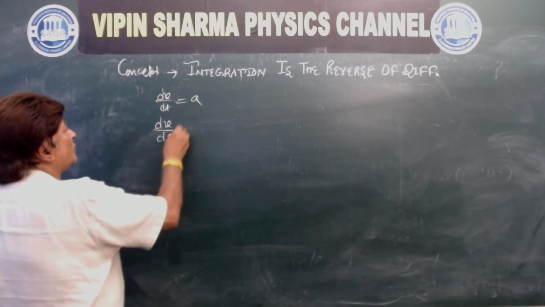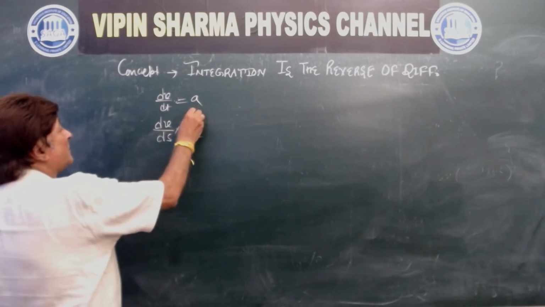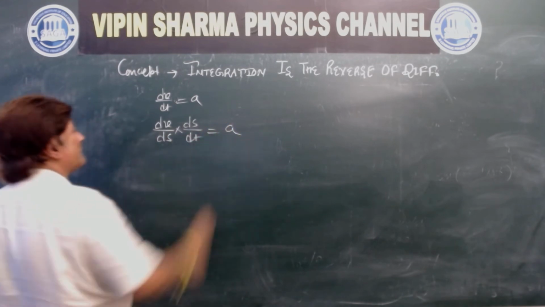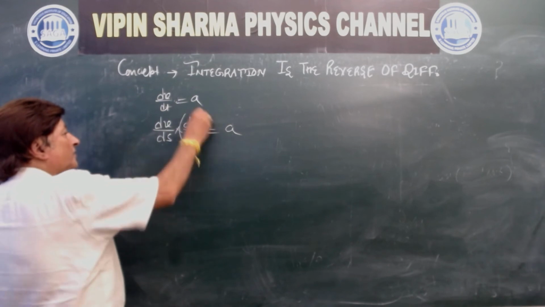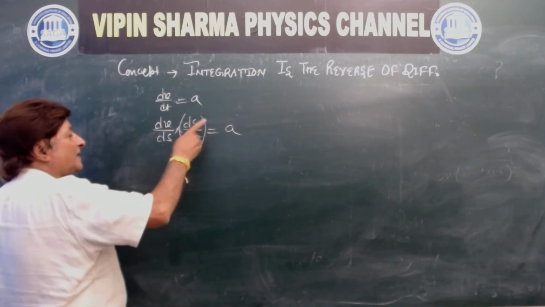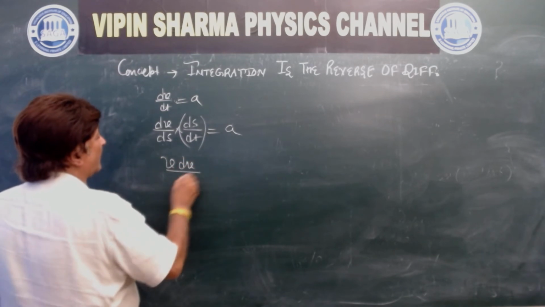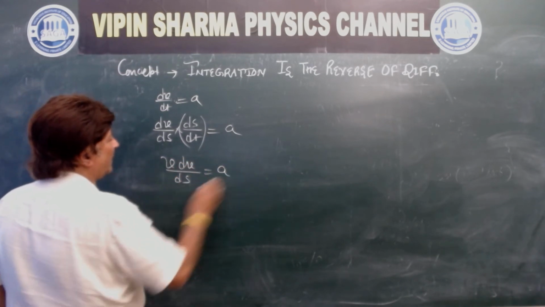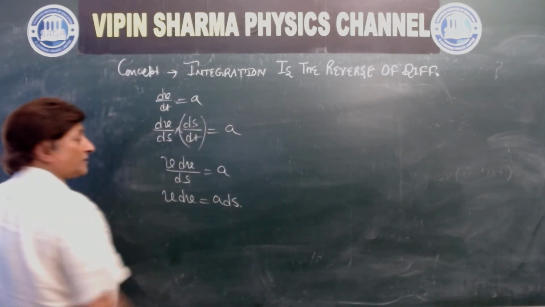I use this ds dt, I multiply and divide kind of, okay? So see, if I write ds here, it makes no difference. ds upon dt is what? V dv upon ds is equal to A. So V dv is equal to A ds.